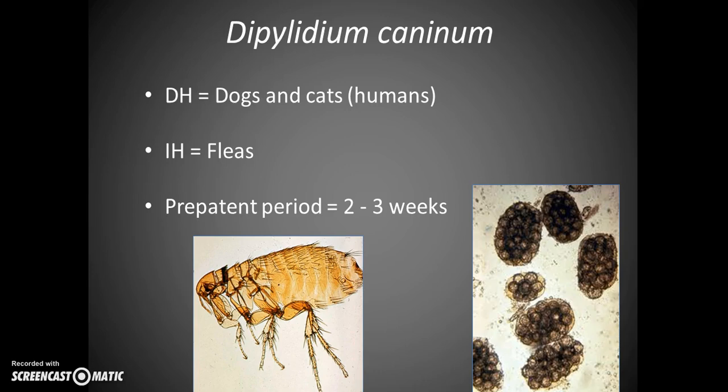So the DH for Dipylidium caninum is going to be dogs, cats, and occasionally humans. The intermediate host is the flea. The prepatent period is about 2 to 3 weeks for this parasite.